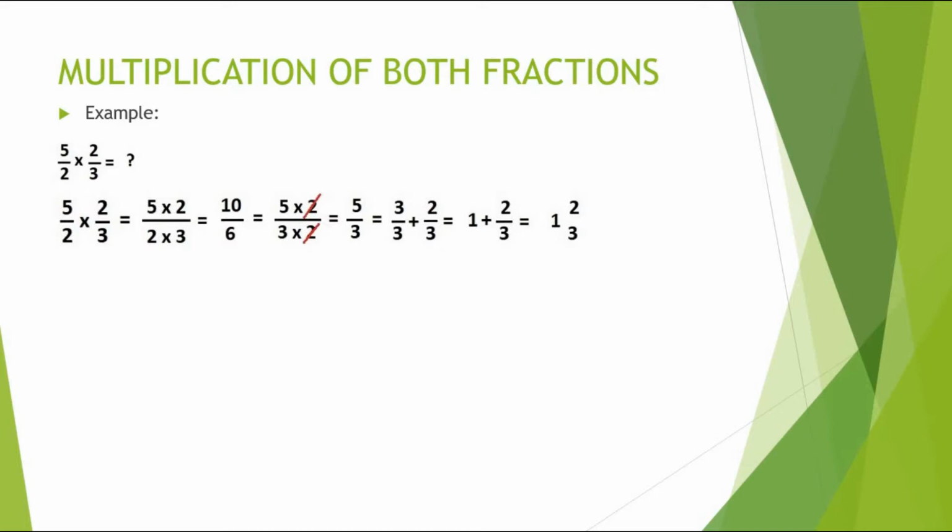Actually, kung mapapansin nyo ang ating problem, dito pa lang pwede na tayo mag-cancel. Yung 2, dahil multiplication yung sign, pwede na natin i-cancel itong dalawang 2. So, magiging sagot natin, shortcut is 5 over 3. Which is ito. Okay? And then, we just proceed with this one.